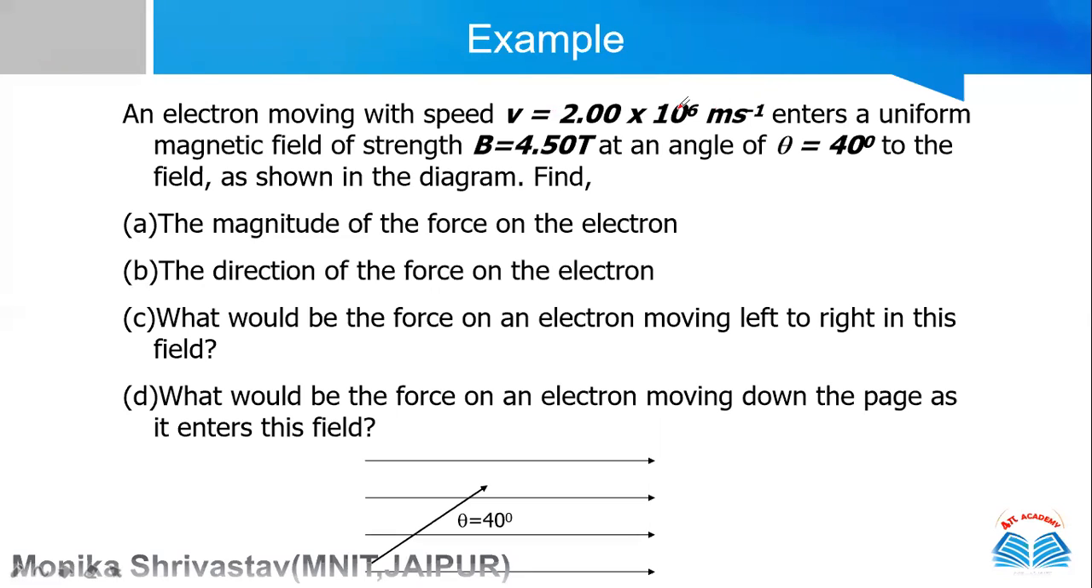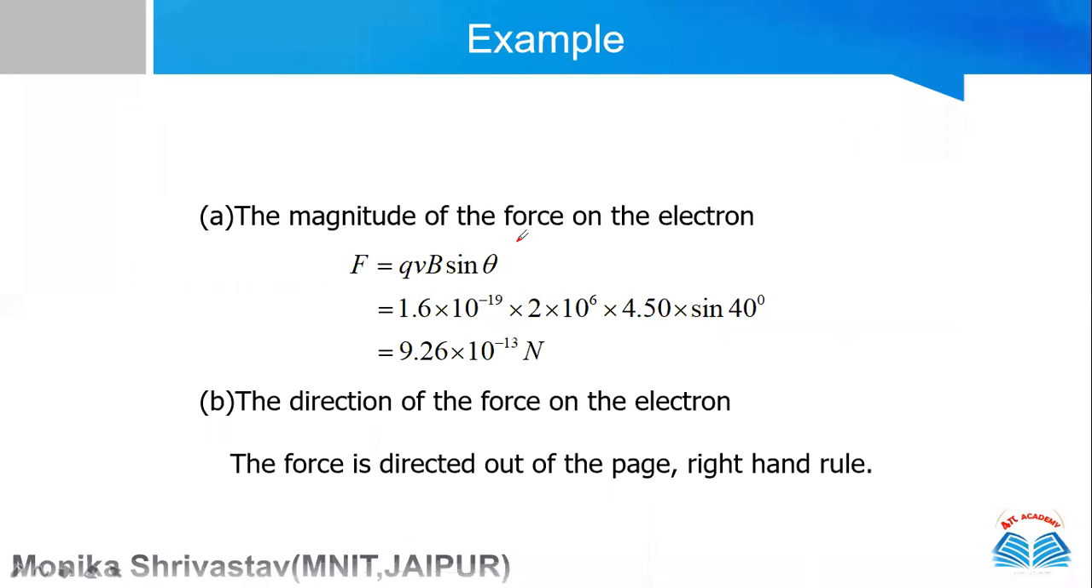See here, velocity is given, magnetic field is given, and angle is given. And what is asked in A? The magnitude of force. So you know the formula: F equals QVB sin theta. Just put in the values. The second one is asking the direction of force on the electron. Theta is given as 40 degrees, so you can use your right hand rule and find the force. The force will be directed out of the page.